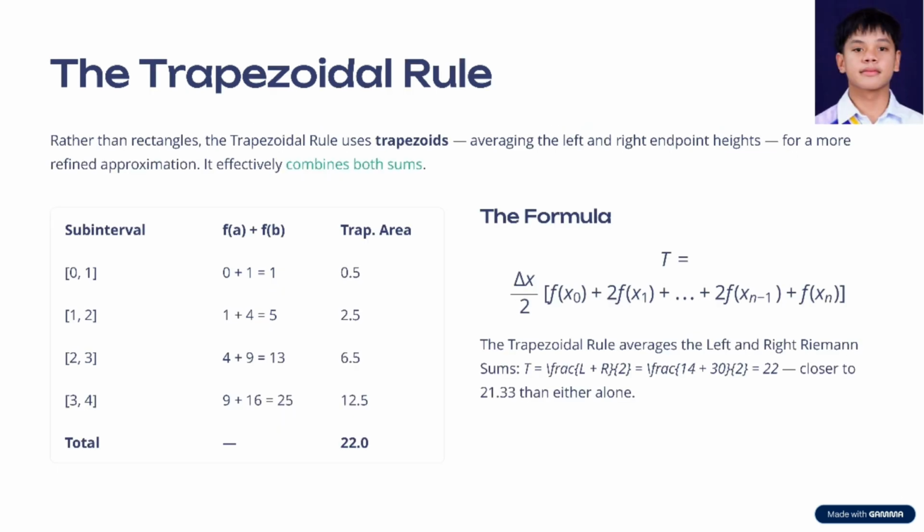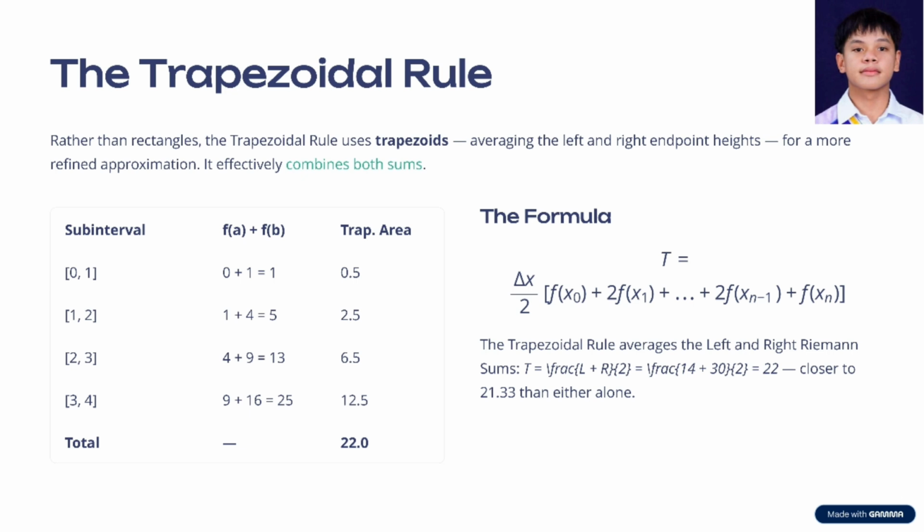So here we have the trapezoidal rule, applications, and conclusion. Another improvement is the trapezoidal rule, which uses trapezoids instead of rectangles. This method averages the left and right endpoint heights. For example, the trapezoidal rule gives an approximation of 22, which is closer to the true area than either the left or right sum alone.